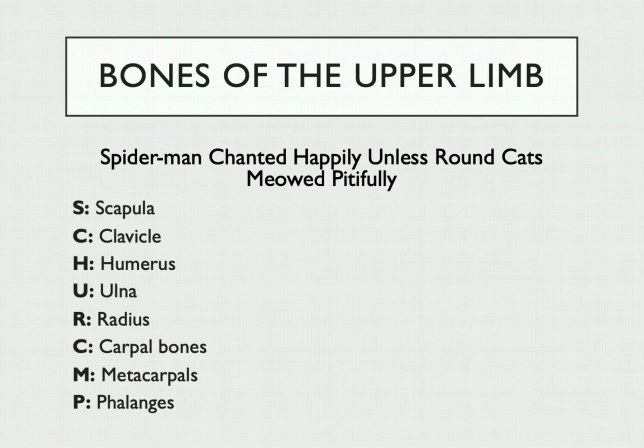So for bones of the upper limb, we can use the phrase "Spider-Man Chanted Happily Unless Round Cats Meowed Pitifully." S for scapula, C for clavicle, H for humerus, U for ulna, R for radius, C for carpal bones, M for metacarpals, and P for phalanges.